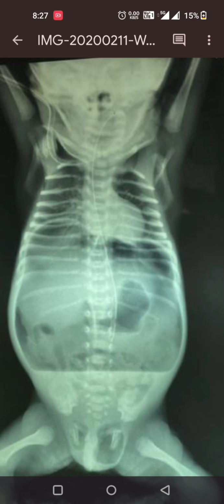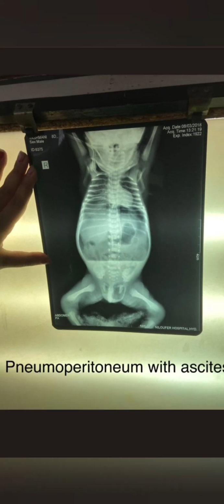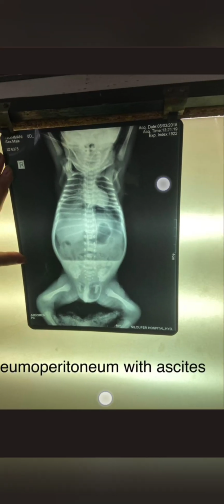Then the abdomen seems to be dilated, so it could be a case of ascites, and since you can see some gases in the abdomen, so this is pneumoperitoneum with ascites.